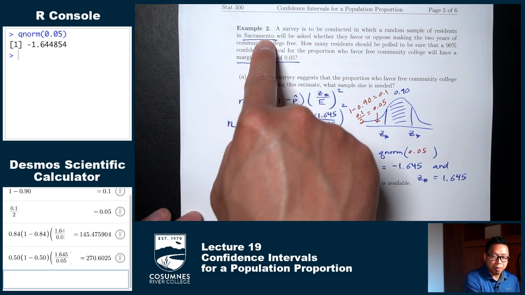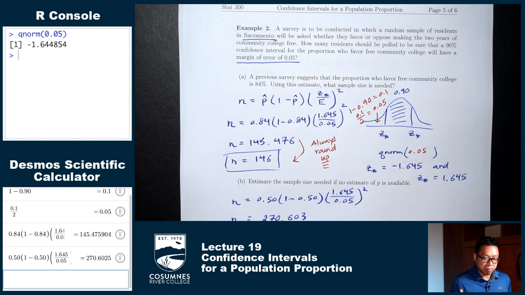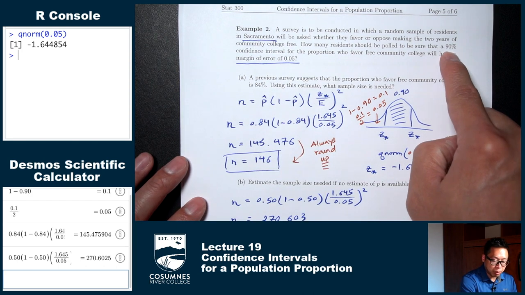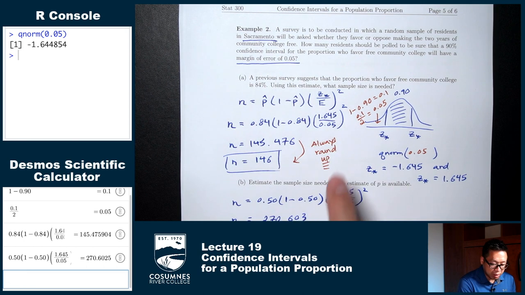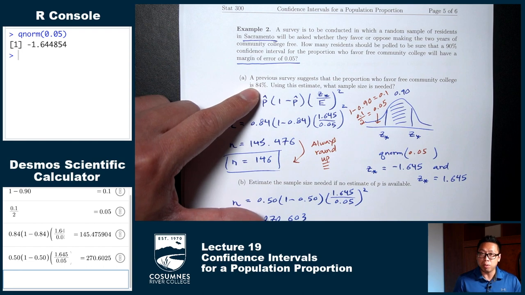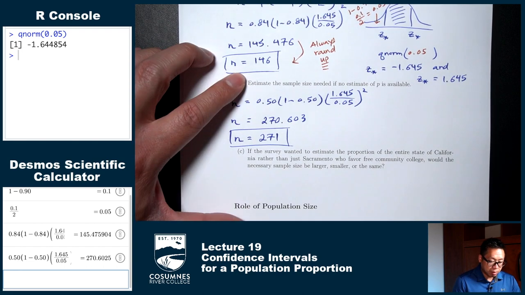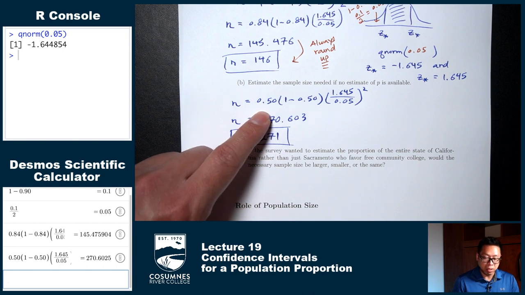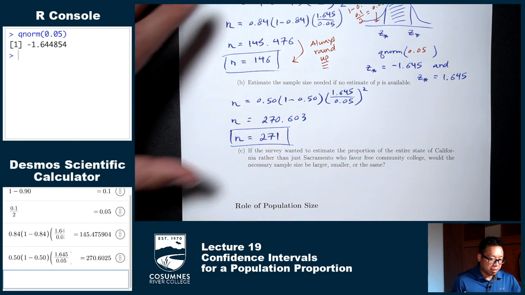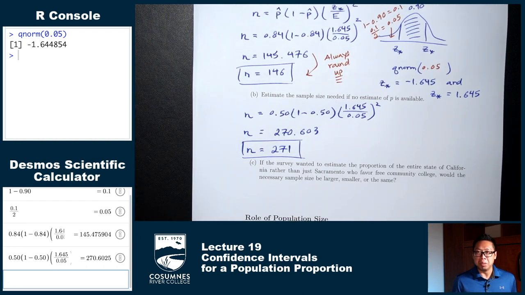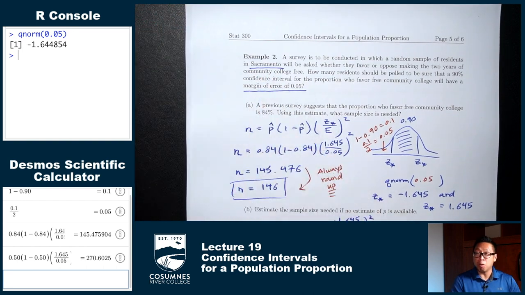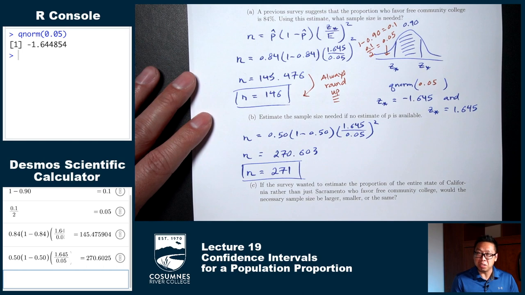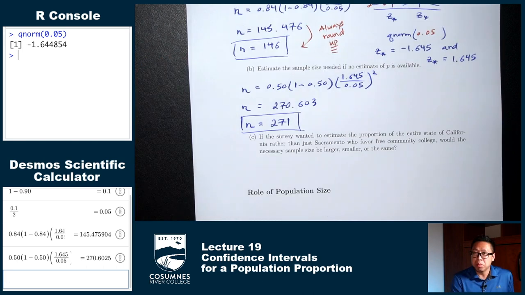Well, if I change this Sacramento to California, what changes? We still want a 90% confidence interval. We still want a margin of error of 0.05. So that takes care of the Z star and the E. Those should be the same. In part A, we're still using 84% as our prior estimate. In part B, with no estimate, we're still going to use 0.50. So what changes? If I change this to California, nothing in our calculation changes, so you get exactly the same answer. If I change Sacramento to the entire world, still nothing changes and you still get the same answer.